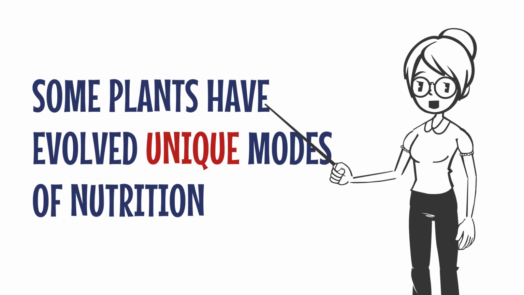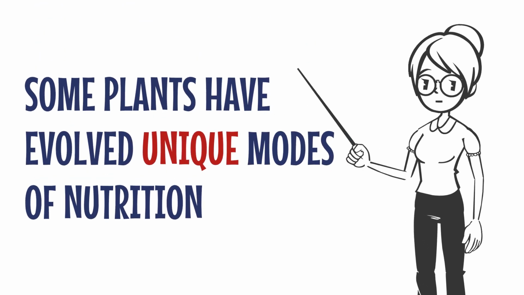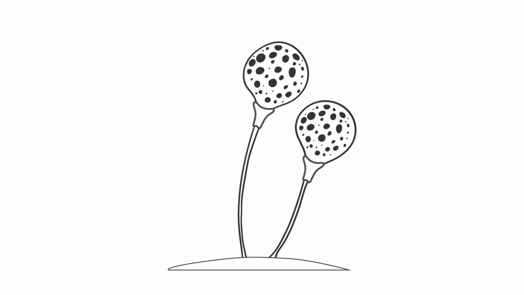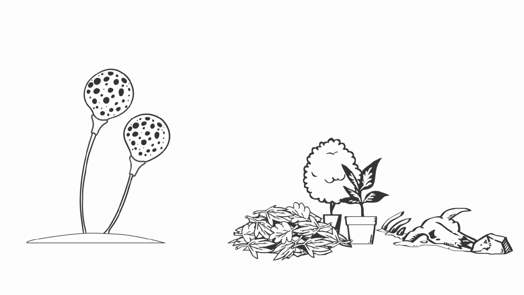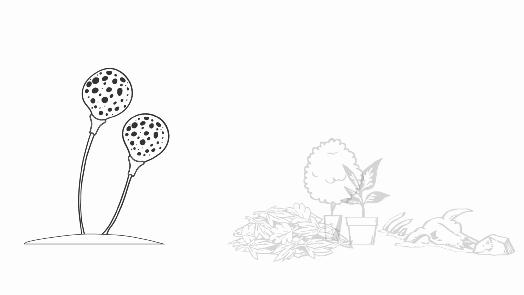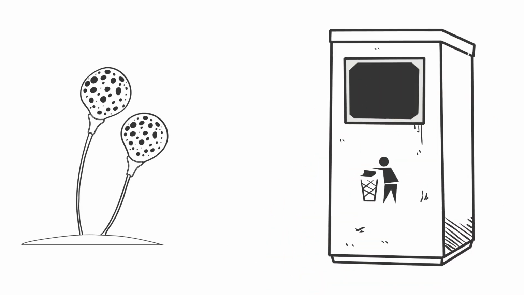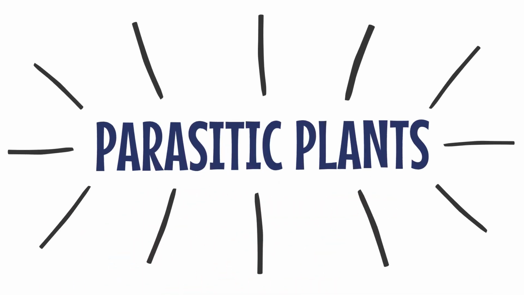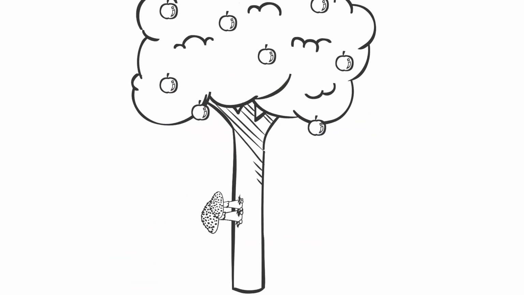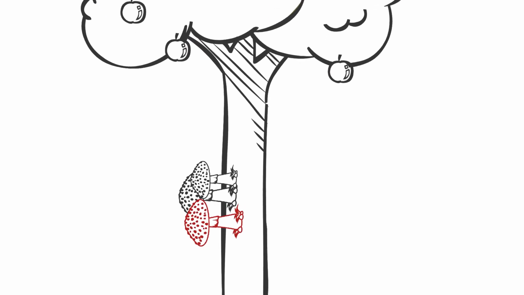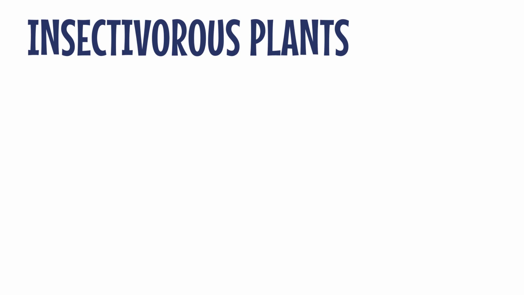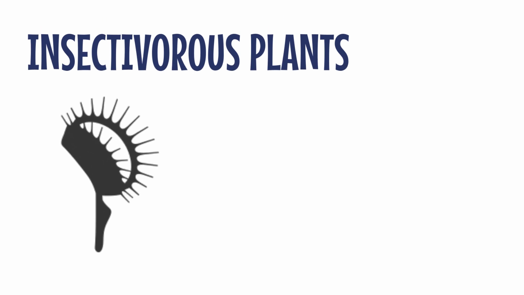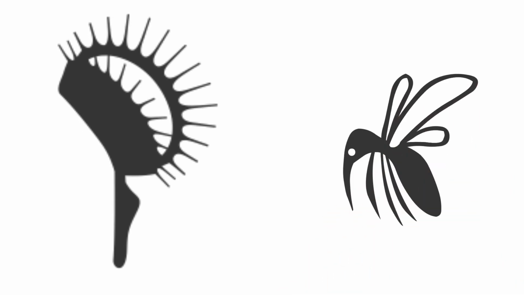Some plants have evolved unique modes of nutrition. For example, we have the saprophytes. These clever plants feed on decaying organic matter, just like nature's little recyclers. Next up, we have the parasitic plants. These sneaky fellows live off other plants, stealing their nutrients for survival. Lastly, we have the insectivorous plants. These carnivorous plants have developed special adaptations to capture and digest insects.